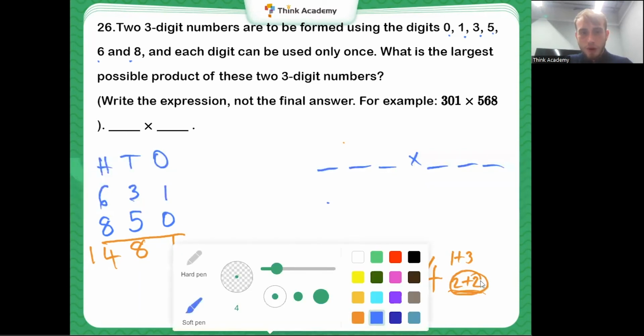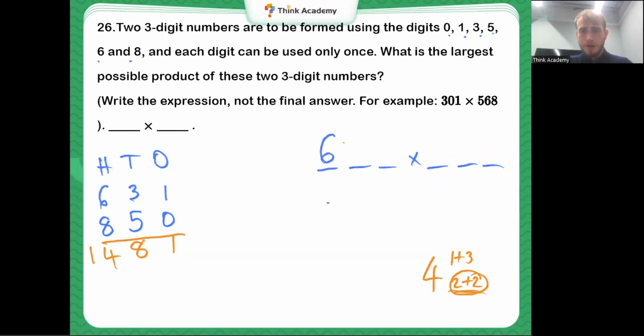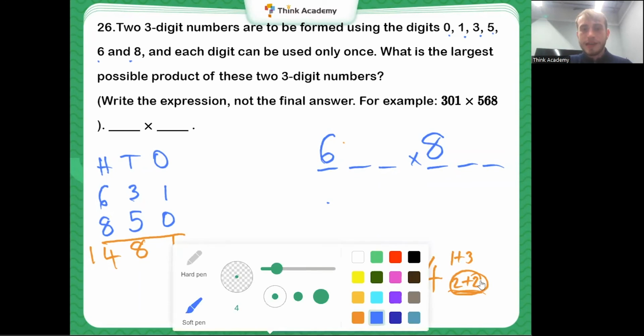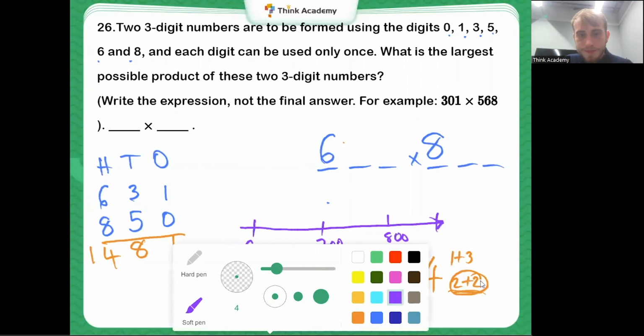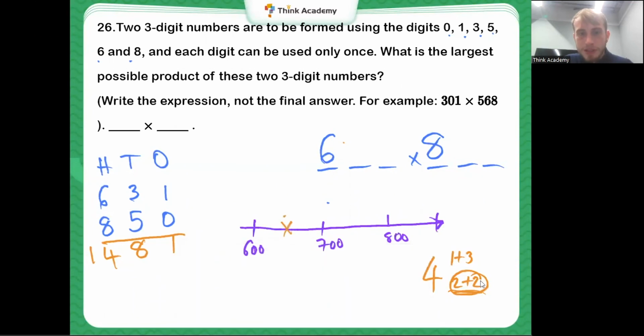So how do we pick these numbers? Let's have a go. One of them is going to be a 600 and one of them is going to be an 800. If I want to make these as close together as I can to make sure I get the biggest product, I'm going to use a number line to help me explain this one. One is going to be a 600, one's going to be an 800. So one of them is somewhere in this position here, and one of them somewhere here. I don't know exactly where because I don't know what the other digits are.